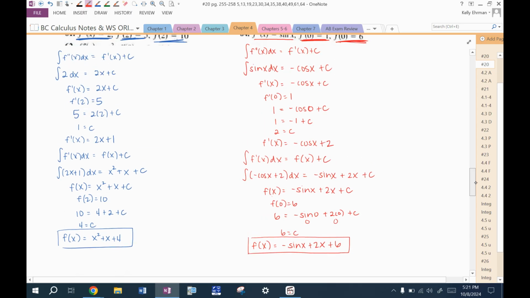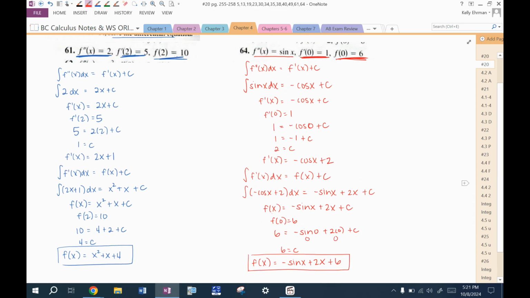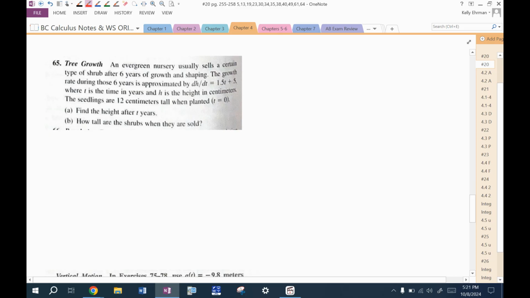All right. Now, I maybe wrote a lot more than I needed to for those. I really kind of spelled it out here, but I just thought this would be good to do so you can follow the logic of everything. Okay, tree growth.